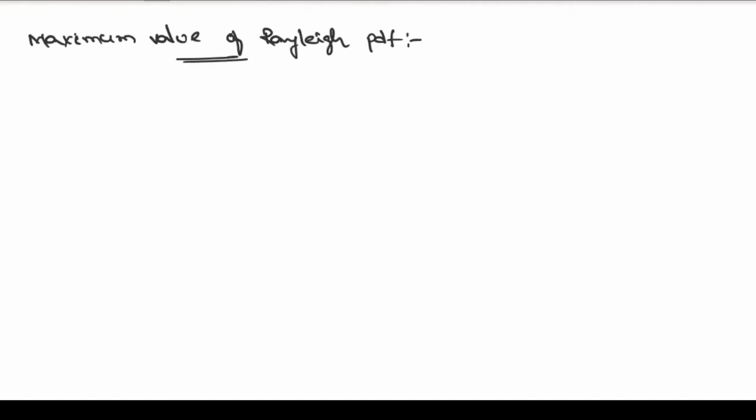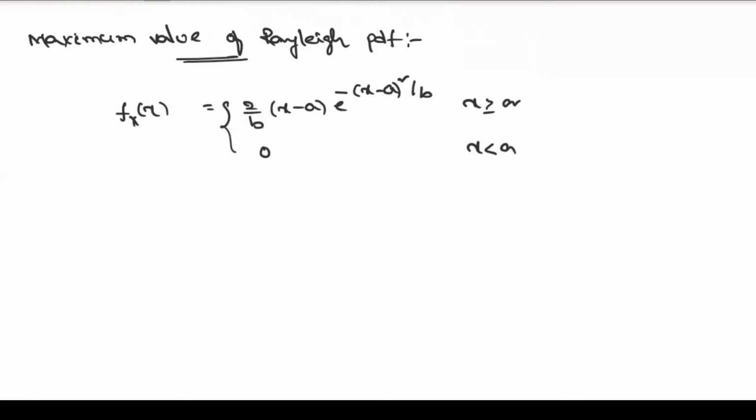So now we'll calculate the maximum value of the Rayleigh probability density function. We have the Rayleigh density function as f_X(x) = (2/b)(x − a)e^(−(x − a)²/b) for x greater than a, and 0 for x less than a. So this is the given Rayleigh function.